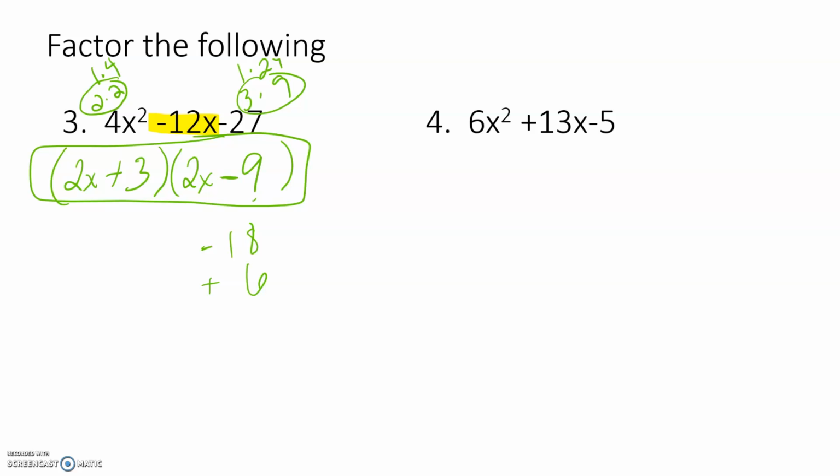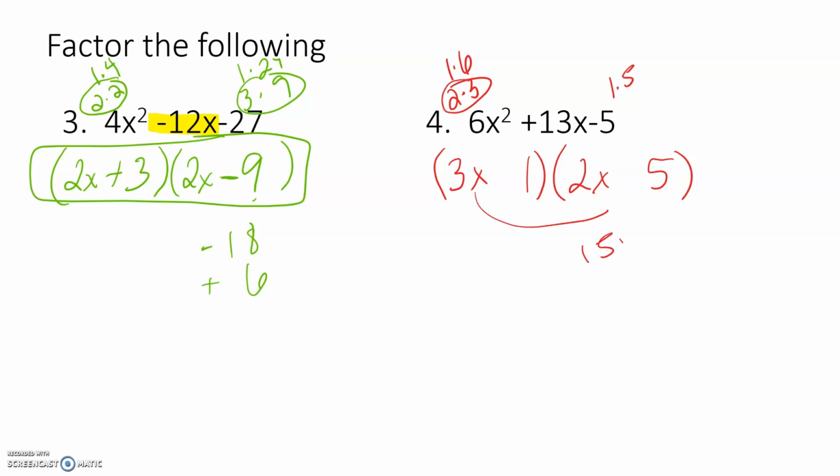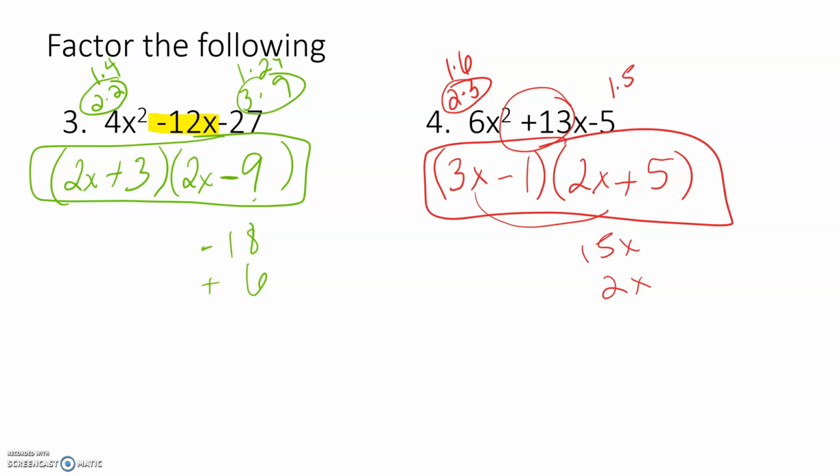Okay, my next one, I have 6, so I have 1 and 6, 2 and 3. Again, I will typically use the one that is not the number 1 to start out with. So I'm going to pick 3 and 2 in my factors. I know 5 only has one option, so 1 and 5. I just have to figure out which order they go in. So is it 1 and 5 or is it 5 and 1? This way I end up with 15 and a 2. Can I get a 13 out of that? Well, yeah, I can get a 13 if I make this positive and this one negative. So there are my factors.